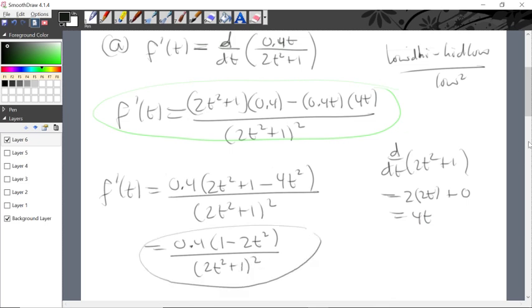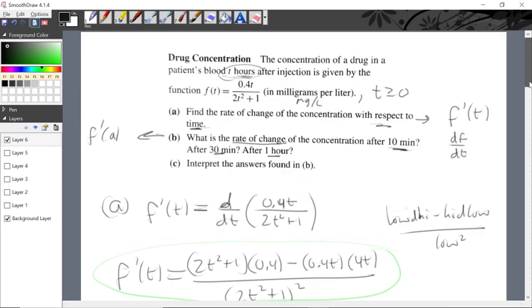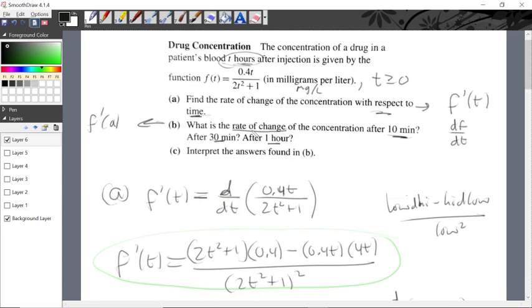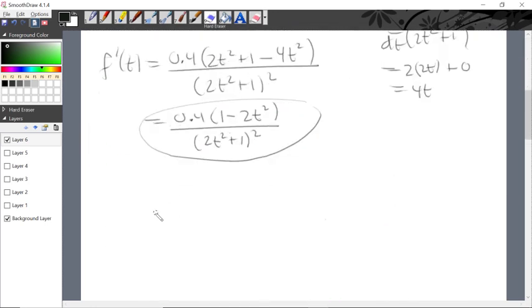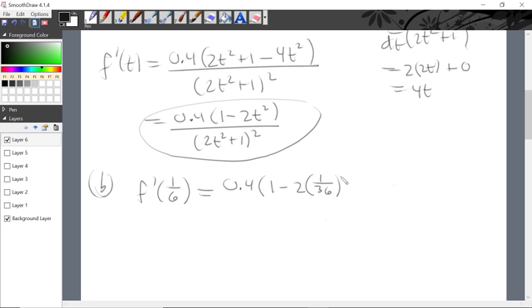So I'm going to use that expression right there in order to evaluate the rates of change. Starting with the rate of change of the concentration after 10 minutes. And after 10 minutes, again, that would be after 1/6 of an hour. So we are evaluating first f prime of 1/6. So we plug 1/6 into our derivative for our time value. So 0.4 times 1 minus 2 times 1/6 squared, which is 1 over 36.